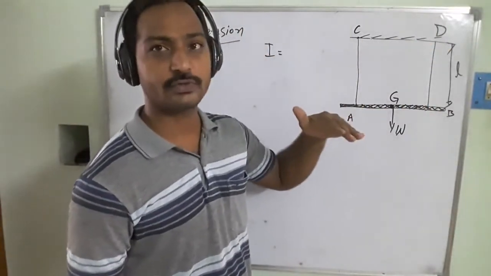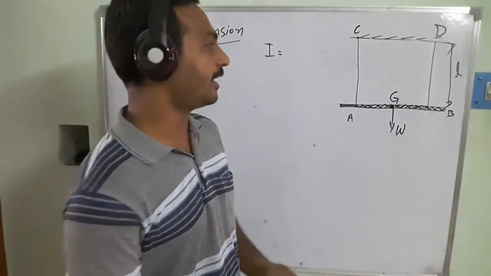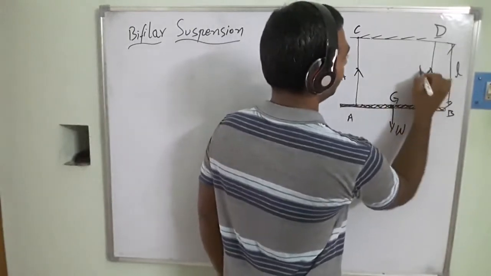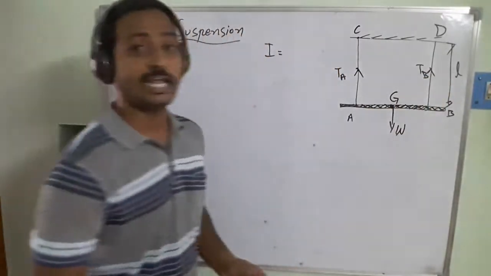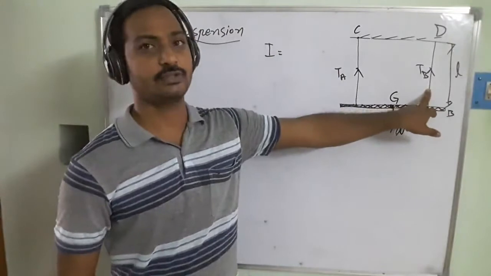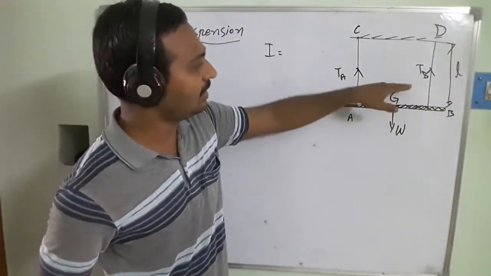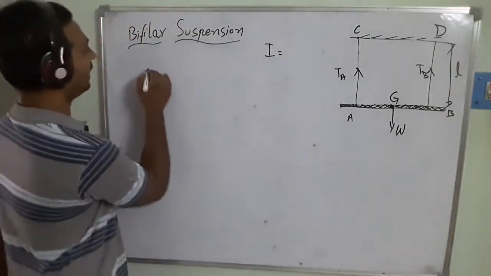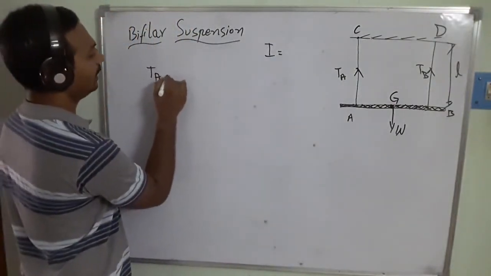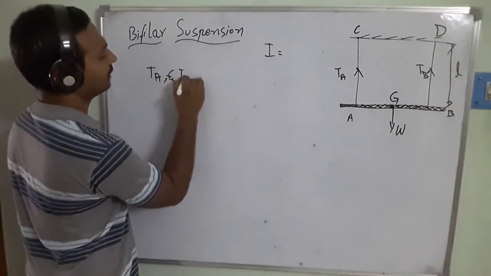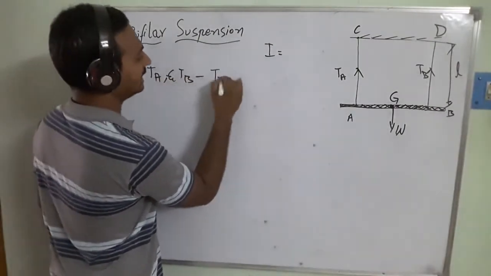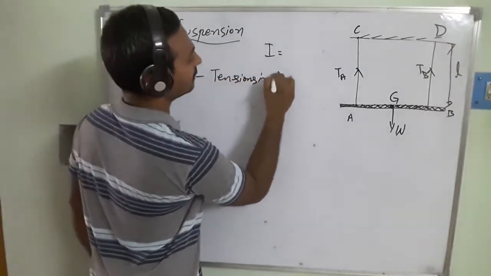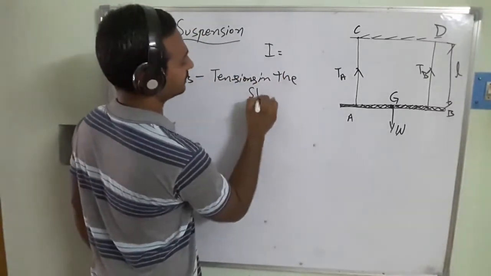That means reaction forces develop, trying to pull in the upward direction. So I say TA and TB are the tensions in the flexible strings. The weight acts in the downward direction, but the tension acts in the upward direction. So here I am writing: TA and TB are the tensions in the strings.